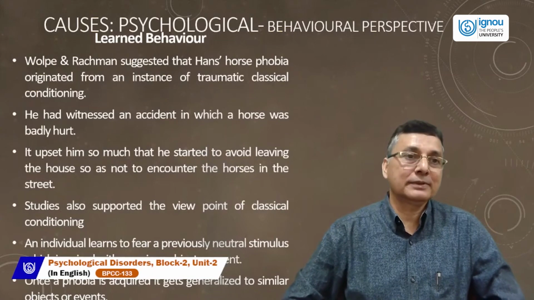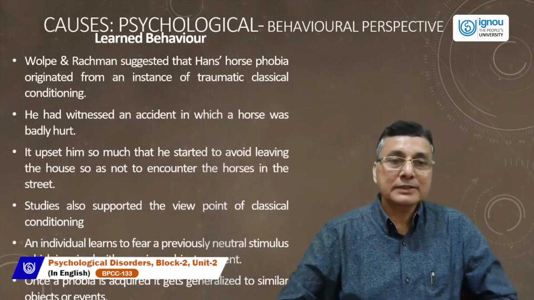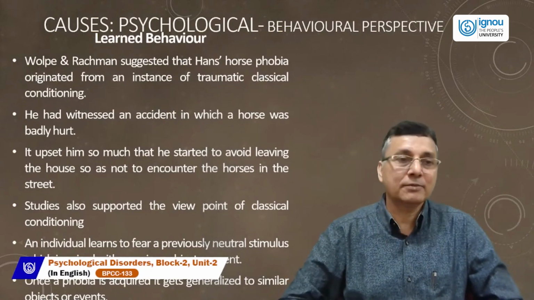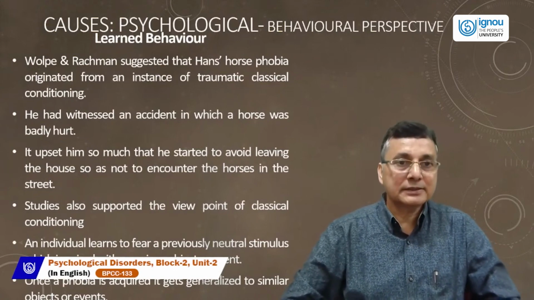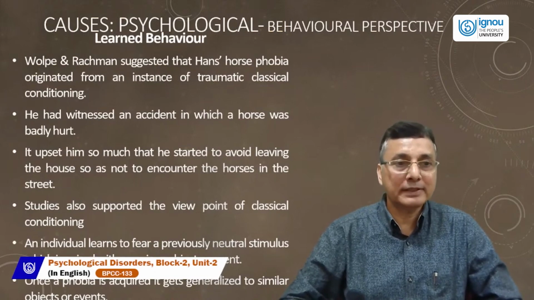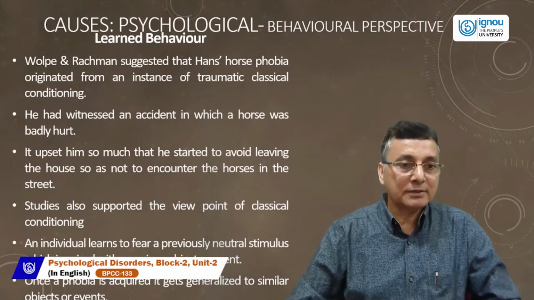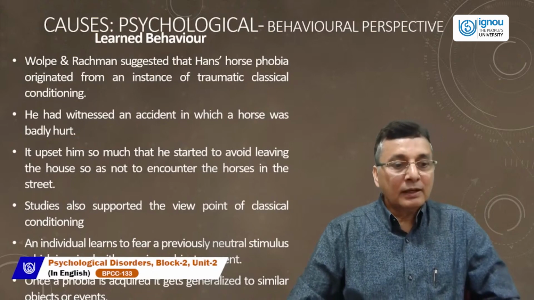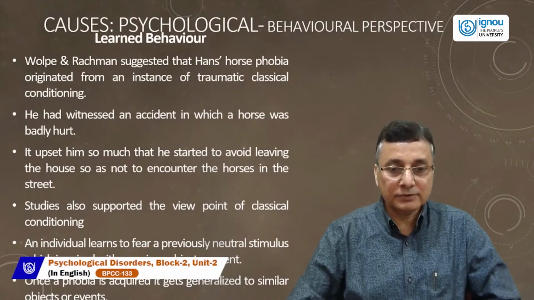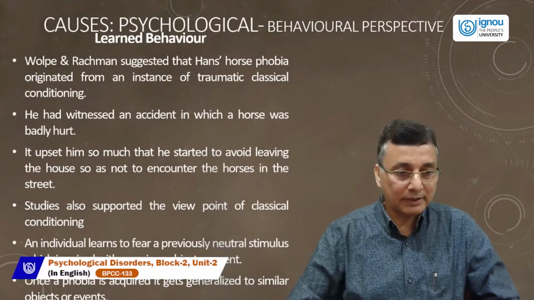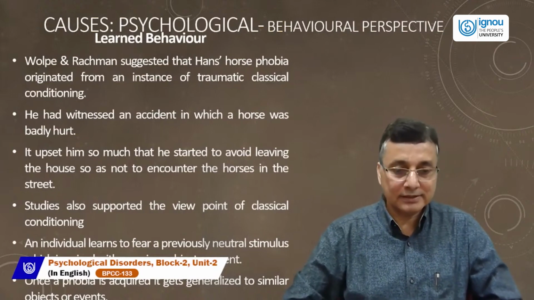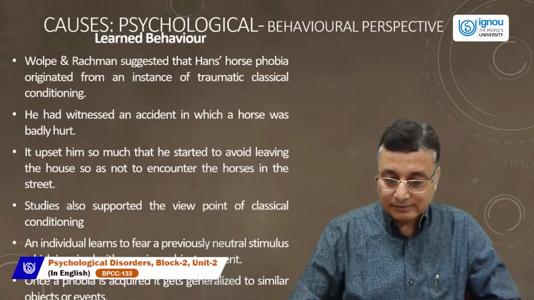So, coming to the behavioral perspective of developing phobia. Generally, behaviorists emphasize learned behavior for developing any type of psychopathology. Wolpe and Rachman suggested that Hans' horse phobia originated from an instance of traumatic classical conditioning. He had witnessed an accident in which a horse was badly hurt. It upset him so much that he started to avoid leaving the house so as not to encounter the horses in the street. Studies also supported the viewpoint of classical conditioning. The individual learns to fear a previously neutral stimulus which is paired with a noxious object or event. Once a phobia is acquired, it gets generalized to similar objects or events. We all know that in classical conditioning, Pavlov talked about conditioning and generalization.